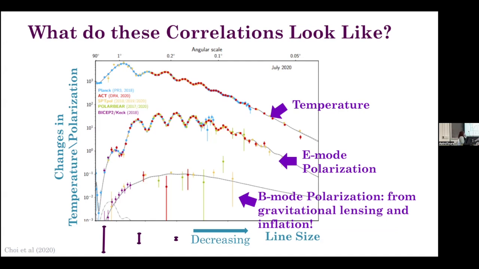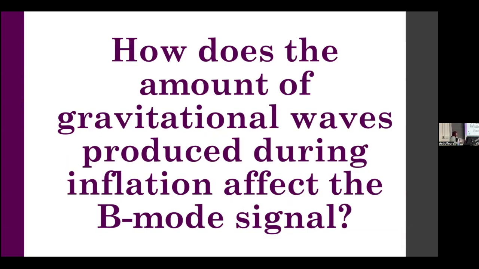Another thing to notice is that our error bars, or how uncertain we are on our measurements, are really small for temperature. We've measured that pretty well. They get larger for our E modes, and they're very big for our B modes. So current and upcoming CMB telescopes aren't targeting temperature as much anymore. We're looking at all of this polarization, trying to get our error bars as small as possible so we can figure out what our true model of the universe is. Okay, so now I'm going to show you how gravitational lensing, and then how the amount of gravitational waves produced during inflation, affects our B mode signal.